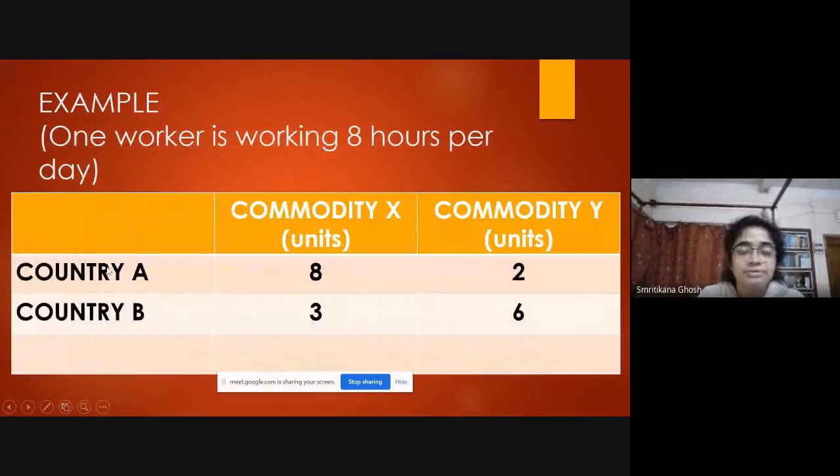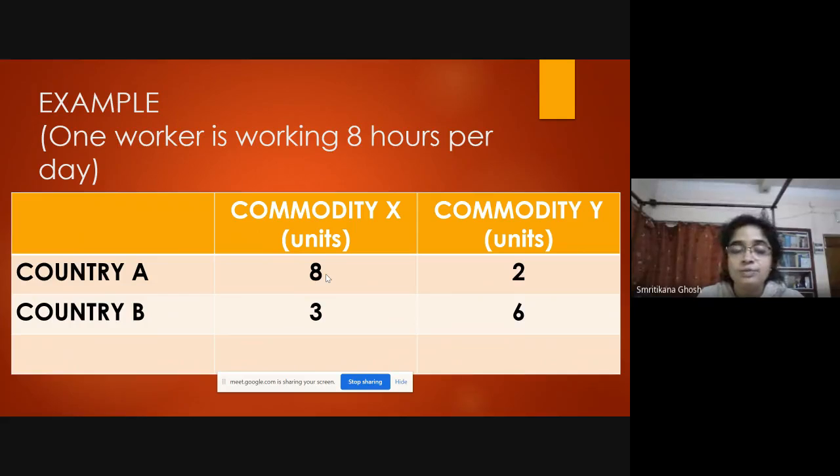Look, this is the example of two countries, say country A and country B, who are producing two commodities, commodity X and commodity Y. There is one worker. This is the assumption. There is a worker who can produce both commodity X and commodity Y, and he is working 8 hours per day. Now, if you go to country A, at the end of the day the worker can produce either 8 units of commodity X or 2 units of commodity Y.